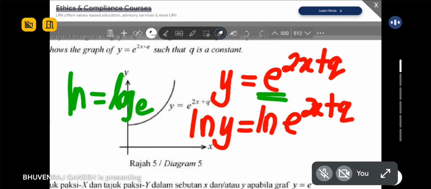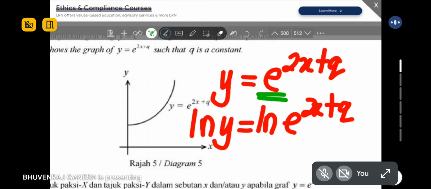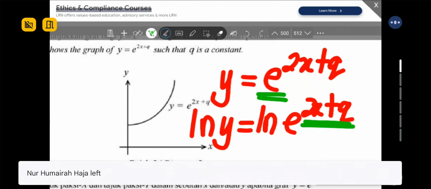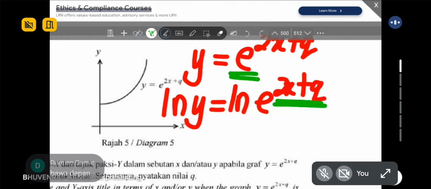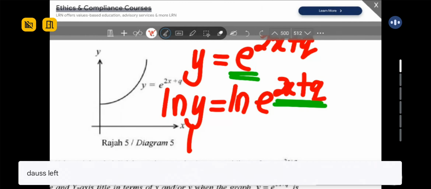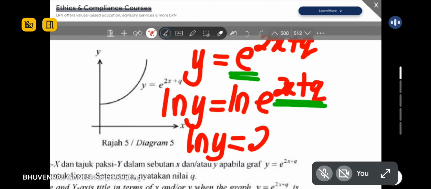Okay, so now based on log, what can you do to these guys? Boleh buat apa? You see a power, kuasa. So what can you do? Yes, bawa depan. Just bring it in front. So ln y is 2x plus q.